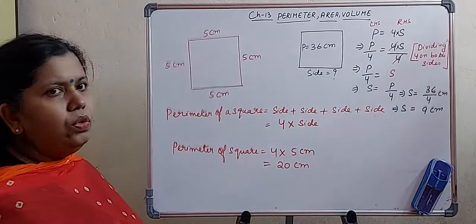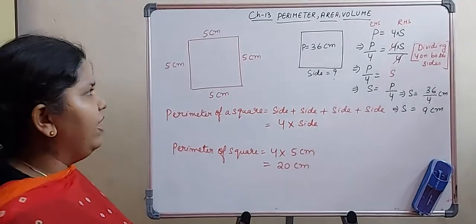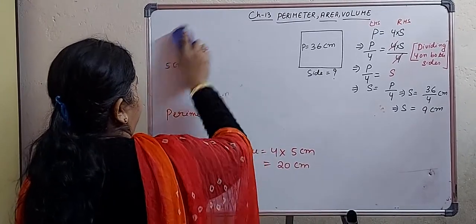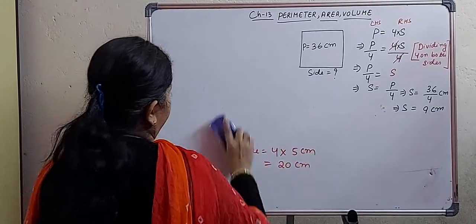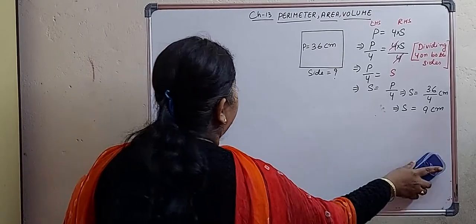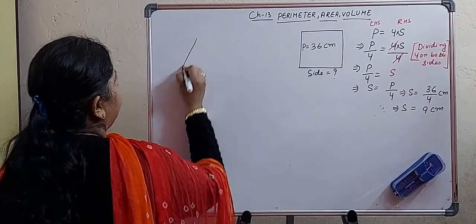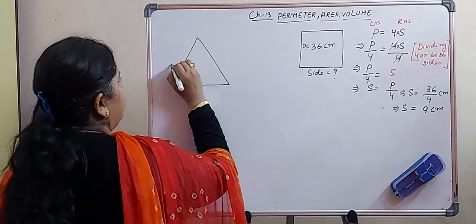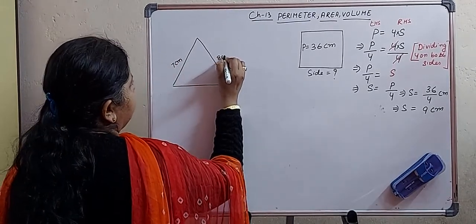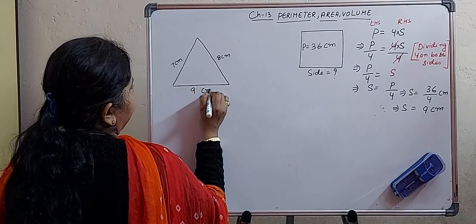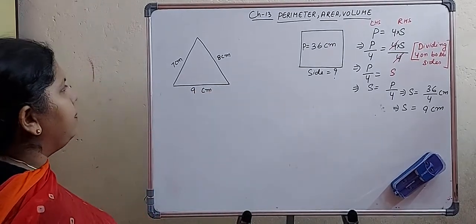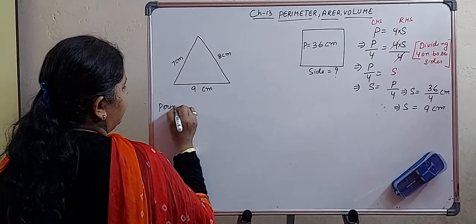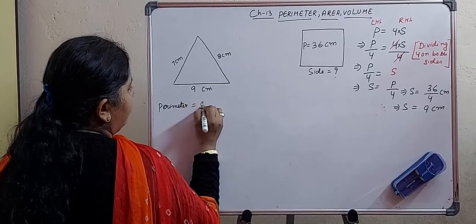Now we will learn about how to find the perimeter of a triangle. As you all know, triangle is a three-sided figure. Suppose this is a triangle I have. One side is 7 centimeter, 8 centimeter, and this is 9 centimeter. And what is the perimeter of any figure? We know that perimeter is equal to sum of all the sides.